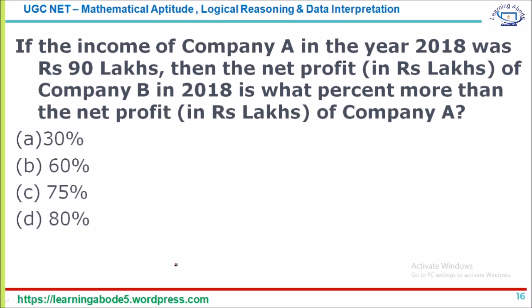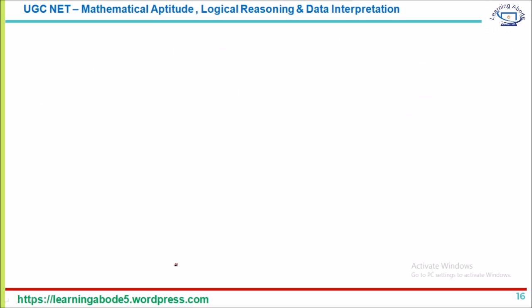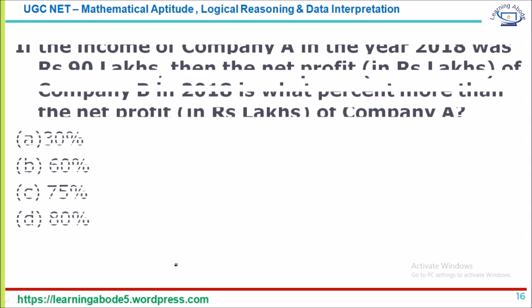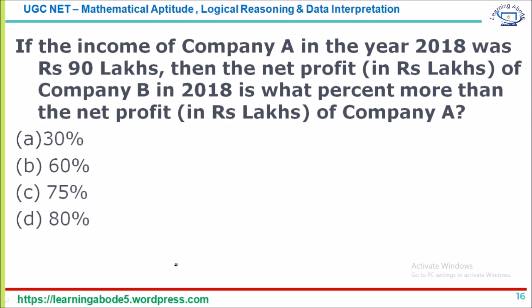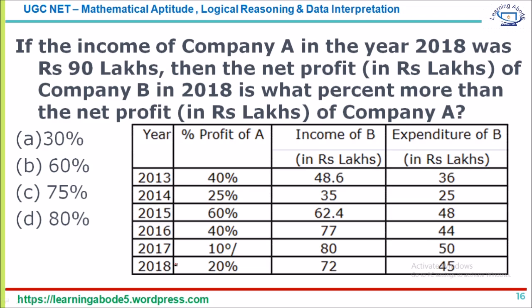The first question says the income of company A in the year 2018 was 90 lakhs. Then the profit of company B in 2018 is what percentage more than the net profit of company A? So we have to compare company A and company B profit of 2018, and the income is given for company A. Company B is already there in the table. Let's look at the table. For 2018, what is the profit? It is 20% profit.